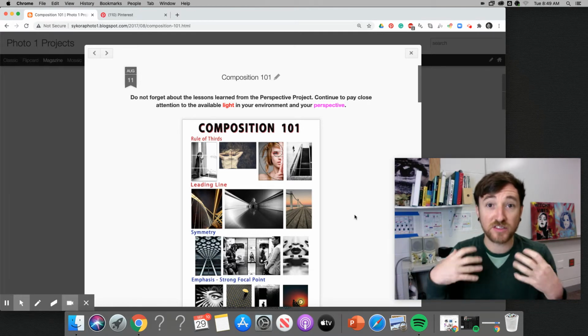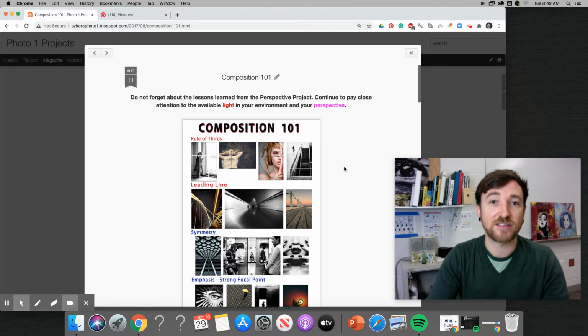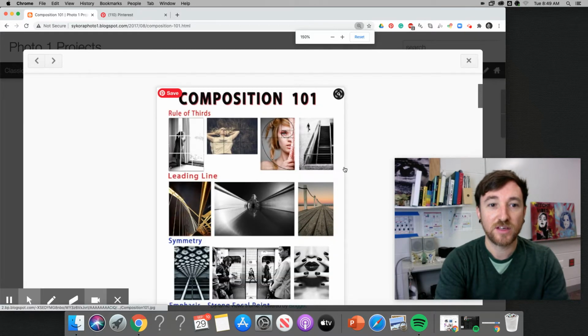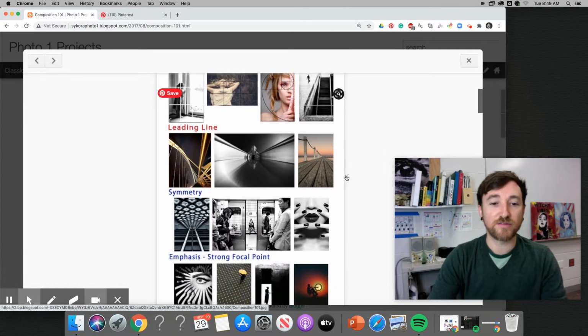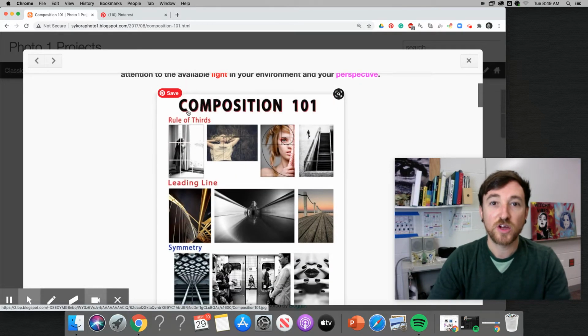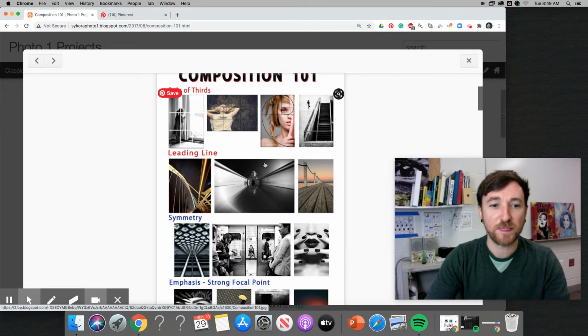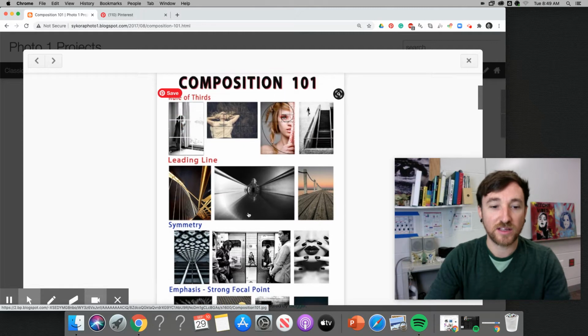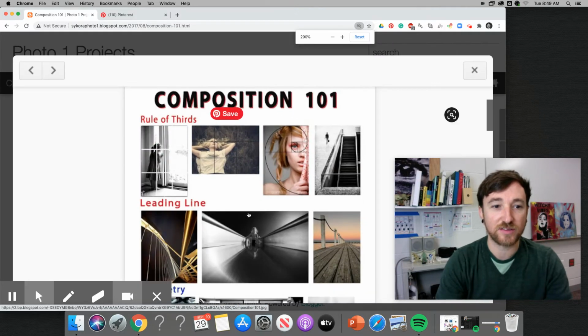And we've talked about some of these things throughout the class, but I want to go a little bit more into that today. So you're going to be taking 4 pictures, and here is a little handout that shows the 4 pictures. We have rule of thirds, leading lines, symmetry, and emphasis or strong focal point, okay? And let's look a little bit closer at each of these.